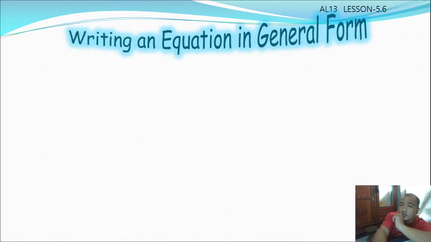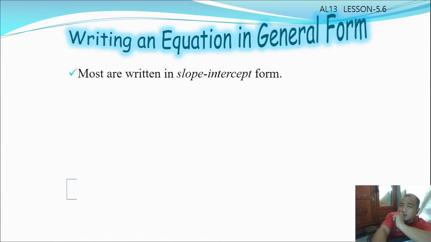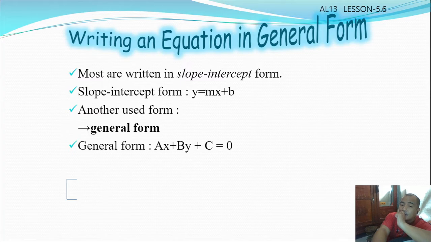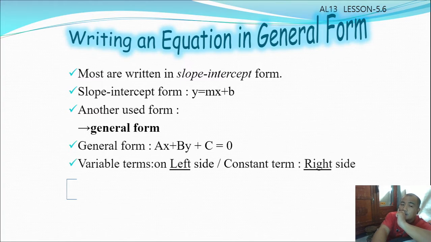So, writing an equation in general form. Most are written in slope-intercept form, y equals mx plus b, from our past lesson. Another commonly used form is the general form, Ax plus By plus C equals 0. Variable terms on the left side, constant term on the right side. A, B, C represent real numbers. A and B are not both equal to 0.